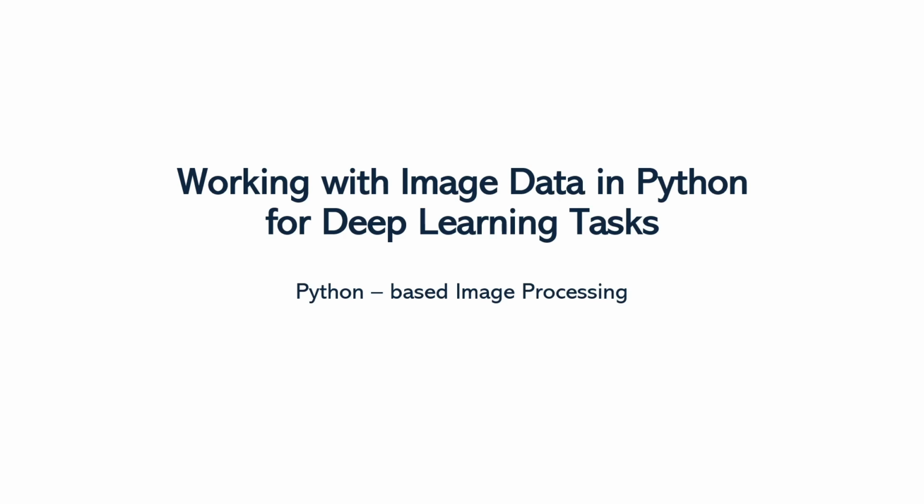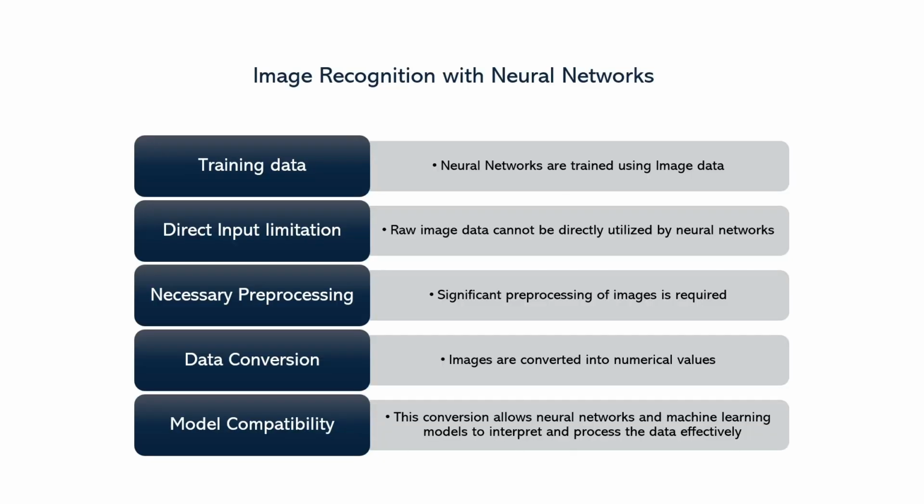Now, let's understand the fundamental steps involved in preparing and processing image data. Training data. First, we need lots of images. Neural networks learn by looking at these images just like how we learn by seeing different objects. Next, direct input limitation. But we cannot give these images directly to the neural network. It can't understand them as we do.